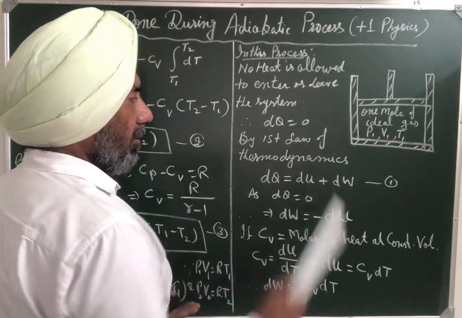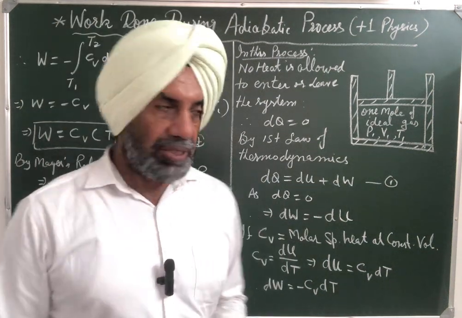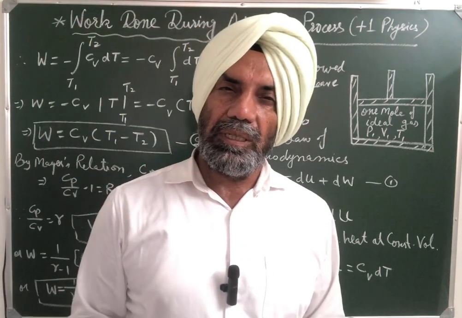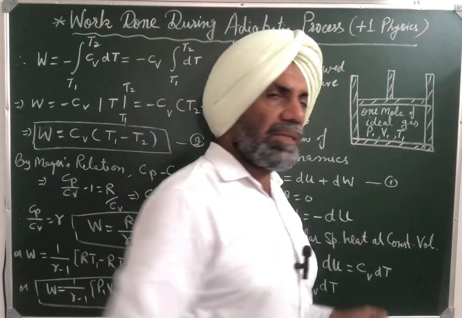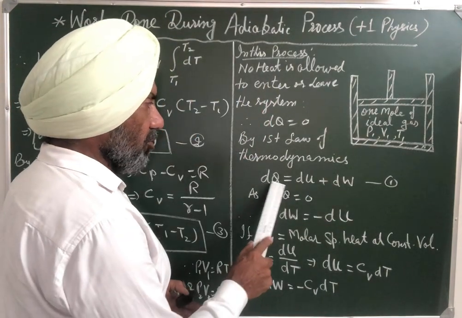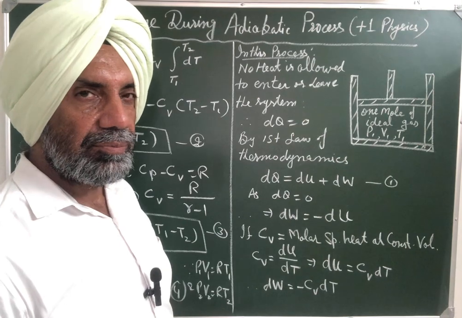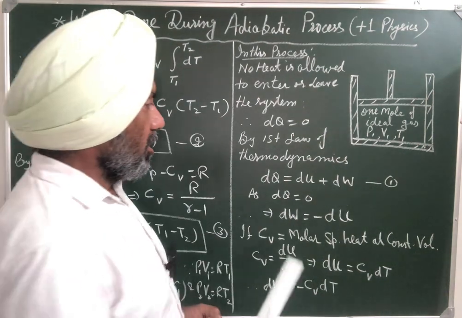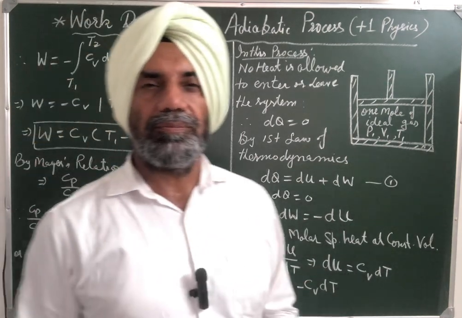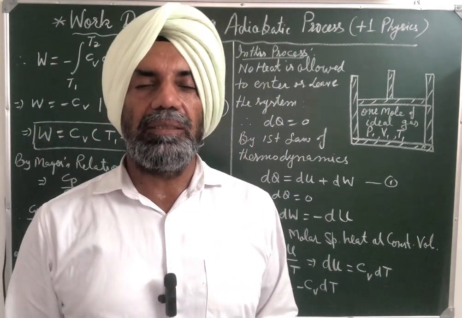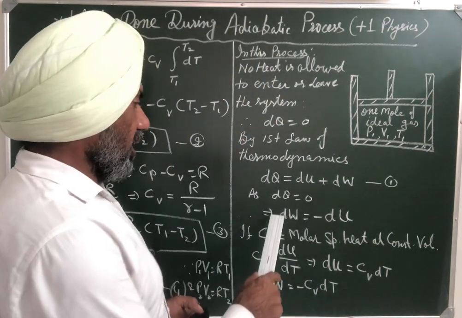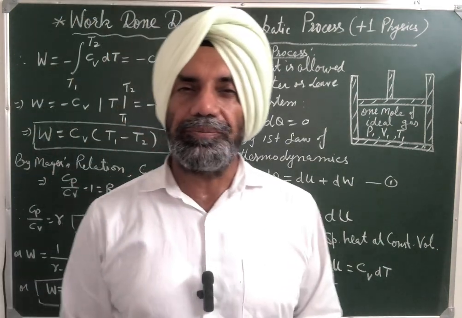So by the first law of thermodynamics, dq is equal to du plus dw. Since no heat is allowed to enter or leave the system, dq is 0. Therefore, if dq is 0, dw is equal to minus du. So a small amount of work done during a small change is given by dw is equal to minus du.